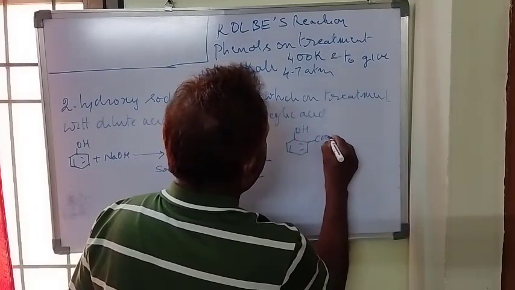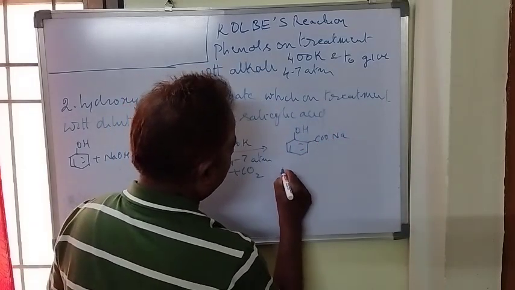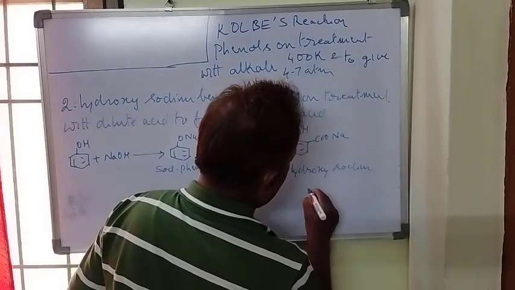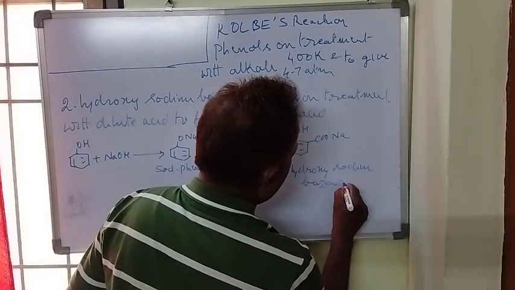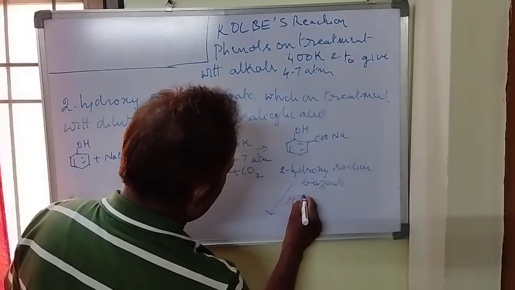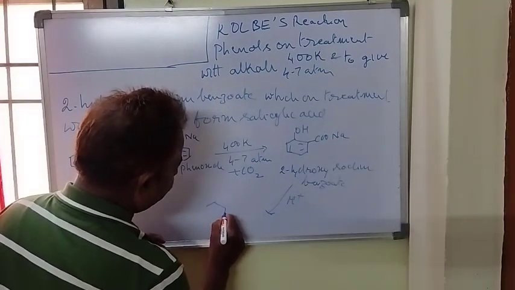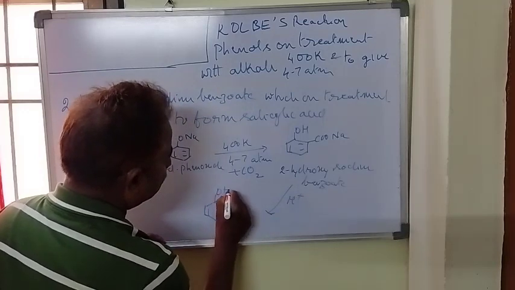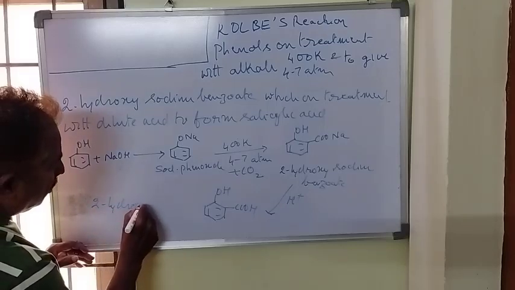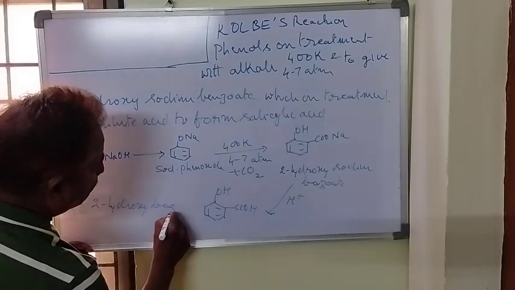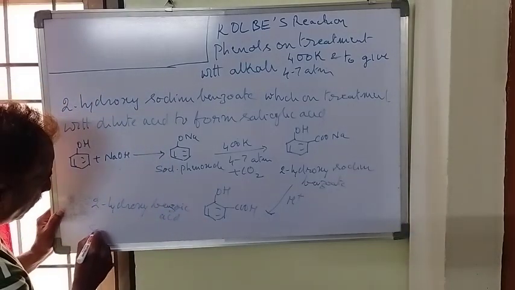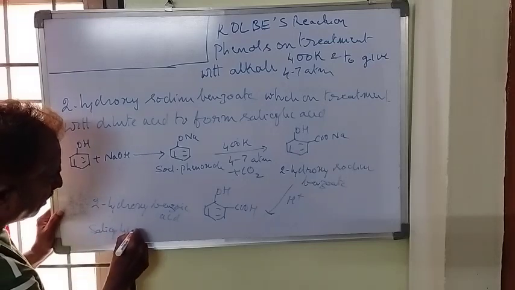OH, COONa. This is 2-hydroxy sodium benzoate. So this on treatment with dilute acid, therefore we get 2-hydroxybenzoic acid. The IUPAC name, or otherwise common name, is salicylic acid.